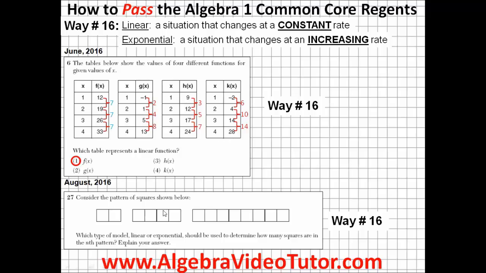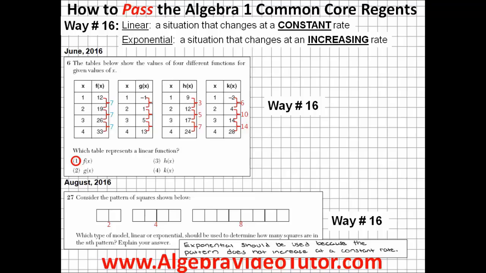Okay, and in this short answer question, you see what they did here. They like to repeat functions where it changes by 2, 4, and 8. So you want to state that exponential should be used here because the pattern does not increase at a constant rate. That's all you need to write. That's how you justify it. That's the Common Core aspect of this exam.